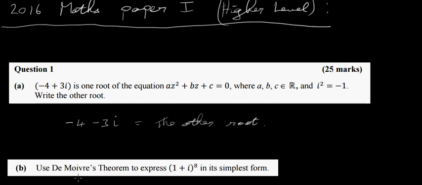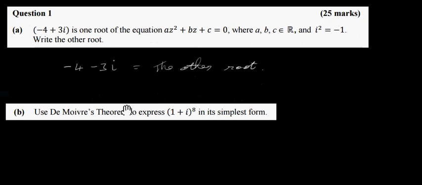Now the next question here, we just have to use de Moivre's theorem to express 1 plus i to the power of 8 in its simplest form. So let's have a look through that one. Okay, so if we look at 1 plus i, first of all, if we just draw a quick sketch of that, it'll look something like this here. So that's your 1 plus i.